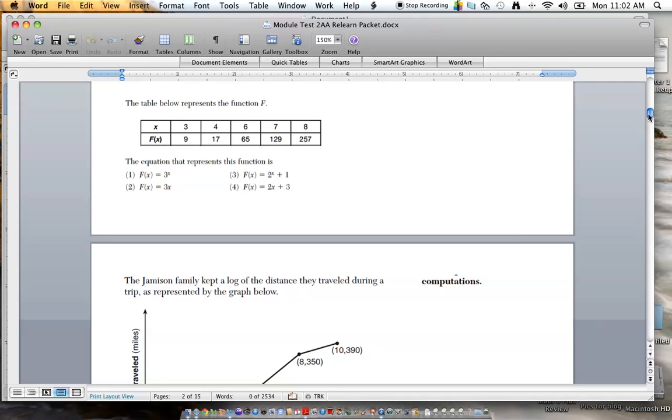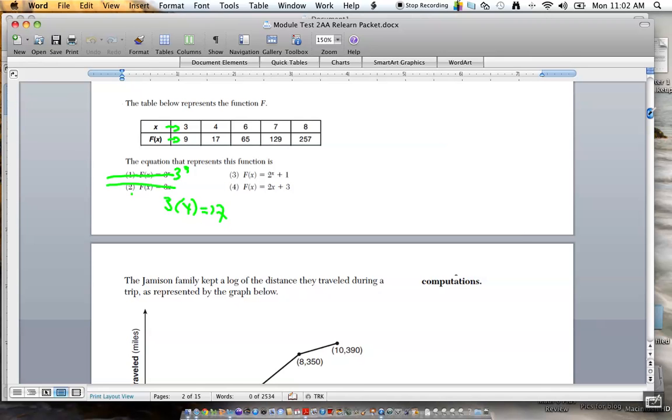Next, the table below represents the function f. The equation that represents this function is, and then what I suggest you do is plug in your choices and see what you get. See which of these will explain what's going on. Like for instance, if x is 3, does f of x work out to be 9? So, for example here, does 3 to the third equal 9? I don't think so. I think that would be 27. 3x, well that's interesting because 3 times 3 is 9, so maybe that is the answer. Let's see if it works for 4 and 17.